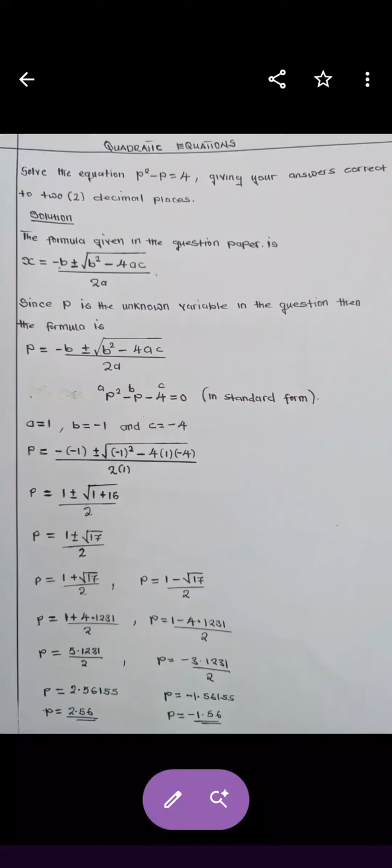1.56155. But remember, the question says we should write our final answer in two decimal places. So negative 1.56155 is negative 1.56 to 2 decimal places.